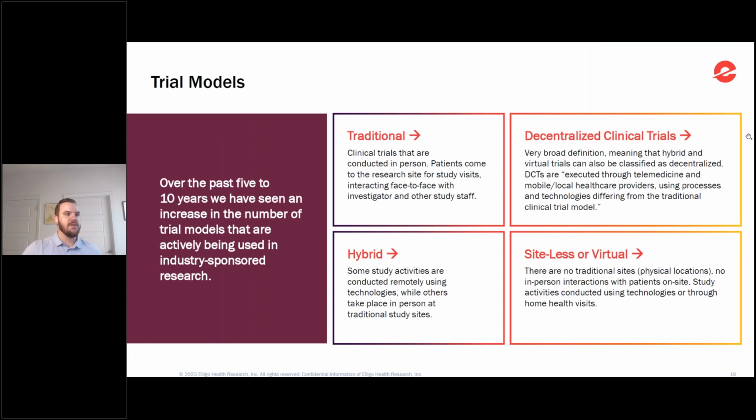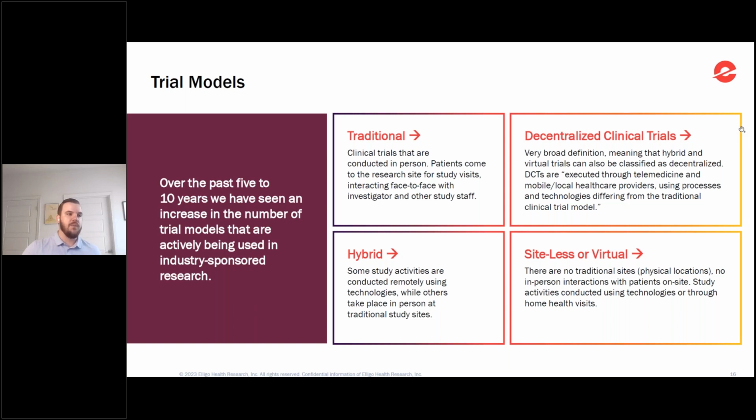So with that being said, let's start with an overview of the trial models in and of themselves. And it's, again, worth noting that over the past 5 to 10 years, we've seen an increase in the number of trial models that are not just being used every once in a while, but are being actively used for industry-sponsored trials. So at a high level, traditional trials are clinical trials that are conducted in person, right? Patients come to the research site for study visits. They're interacting face-to-face with the investigator and other study staff.